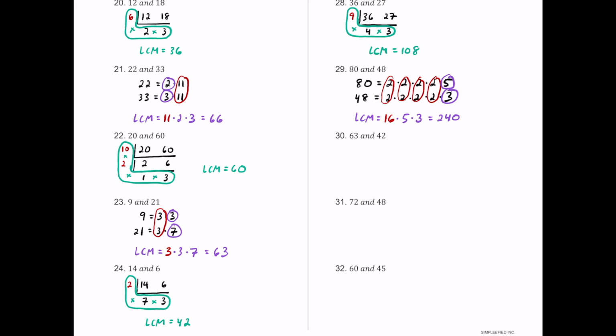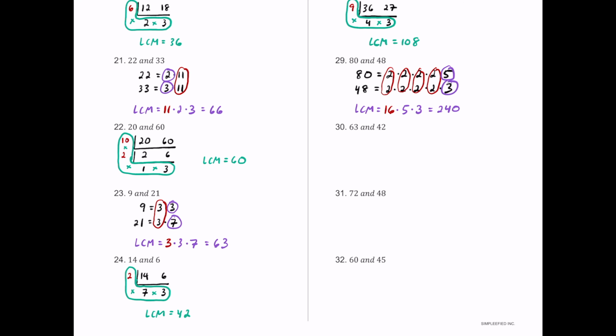Let's check out these last few. So for 30, we have 63 and 42. Let's try the latter method. So 63 and 42. Let's see what they have in common. You got to know your multiplication facts a little bit more for this one. So I'm thinking maybe 7 here. 7 times 9 is 63, and 7 times 6 is 42.